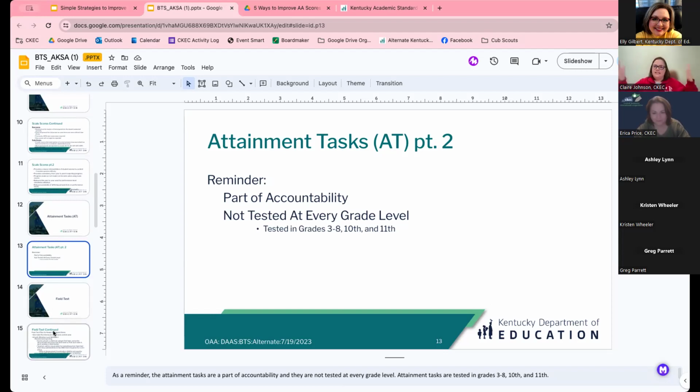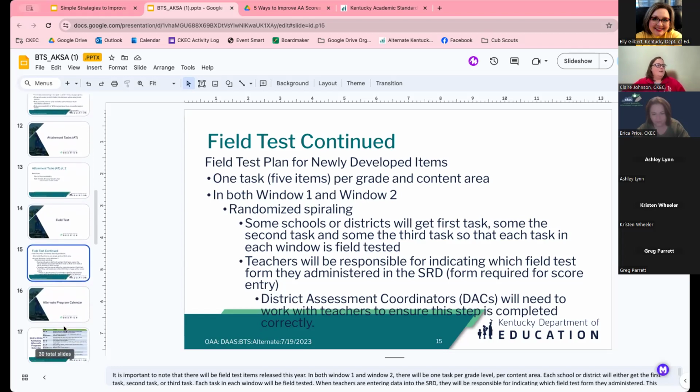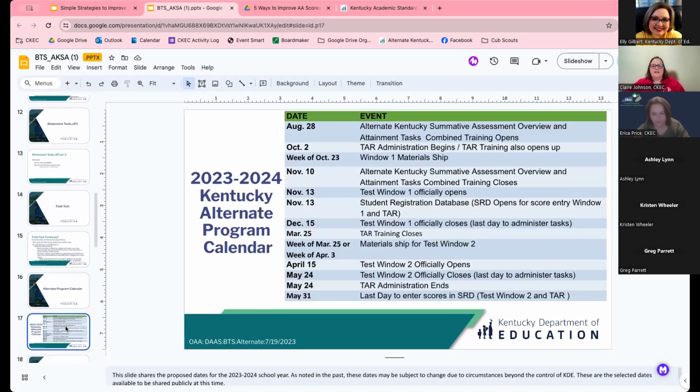KDE releases some items after testing each year, for us to be able to use for training and teaching purposes. And so of course they have to write new items. So there is a field test this year. Teachers are getting those tasks in with their attainment tasks. If you've never seen them, those attainment tasks are mailed in a big sealed package, and teachers can do a variety of things with that paper that they're given to make it more accessible for their students.